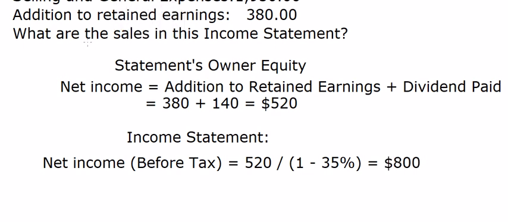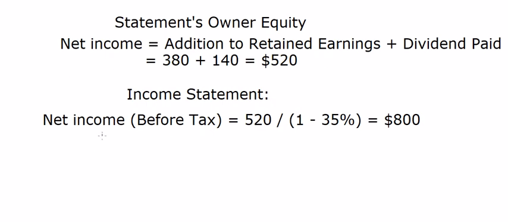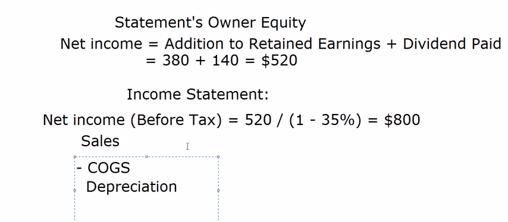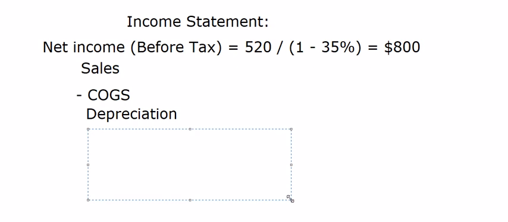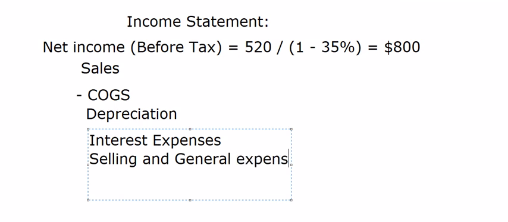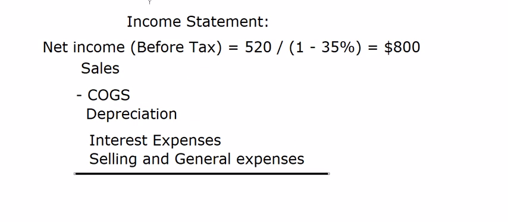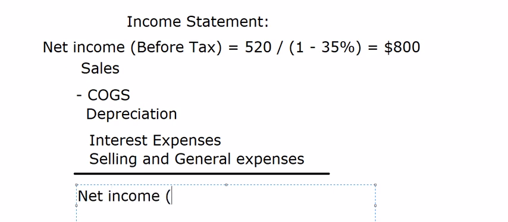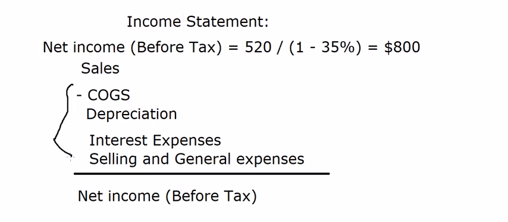The question they ask is, what are the sales? We know that we have sales here, and then we need to subtract cost of goods sold, depreciation, interest expense, and selling and general expense. So if we want to find the sales, we need to sum all of them with net income before tax, so that we can revert this and go back to sales.